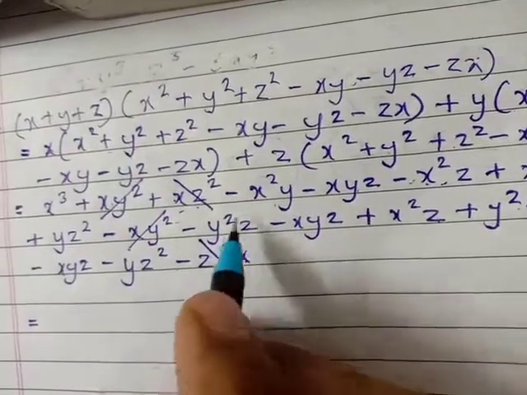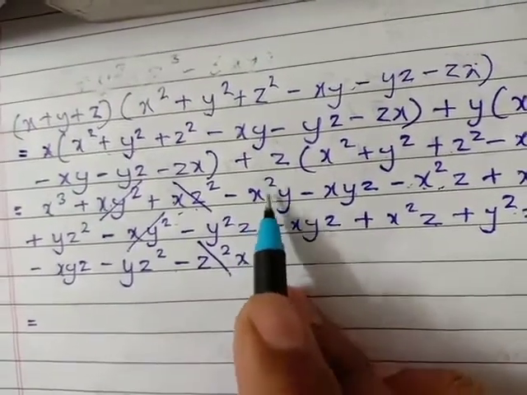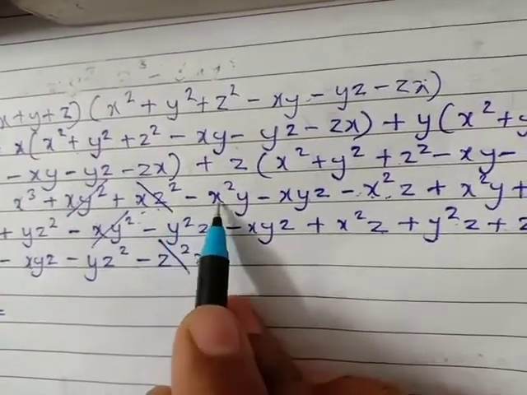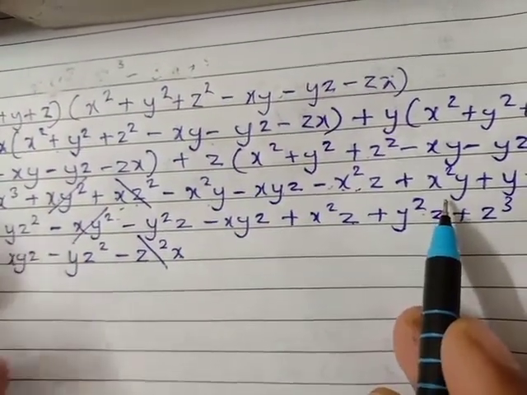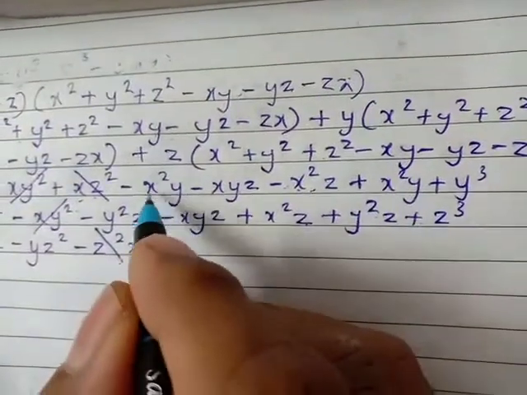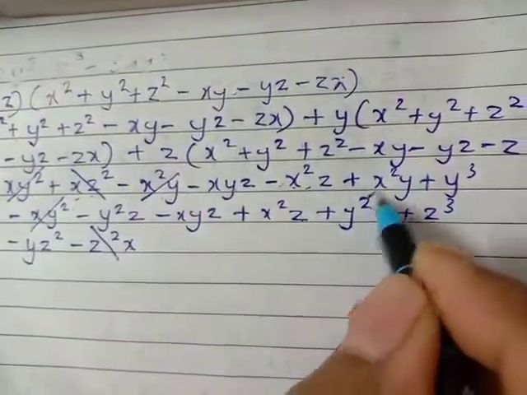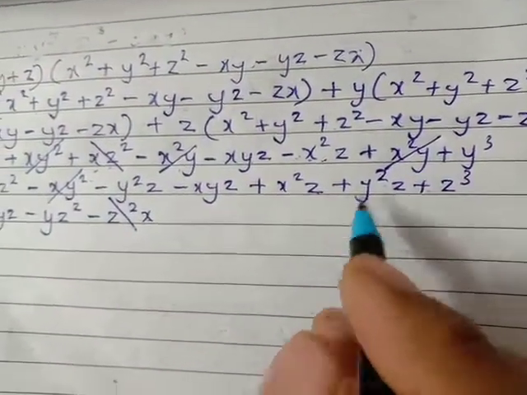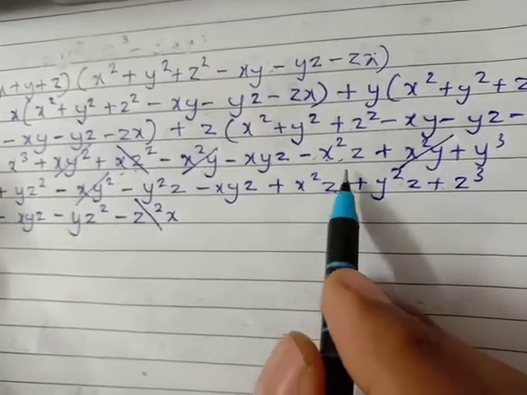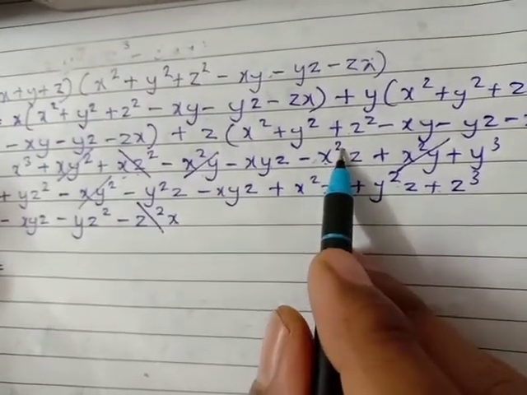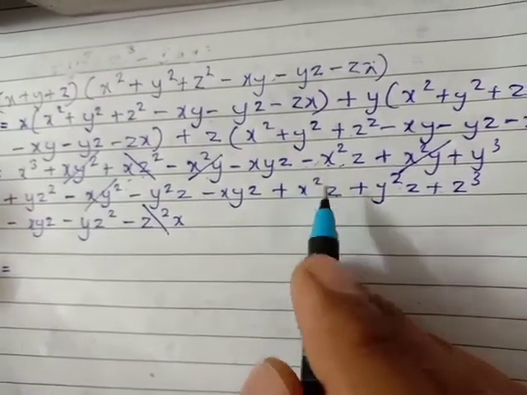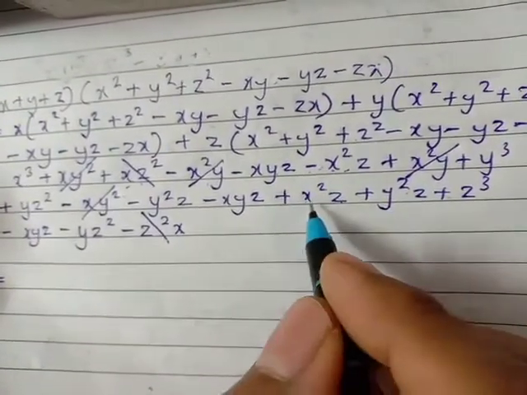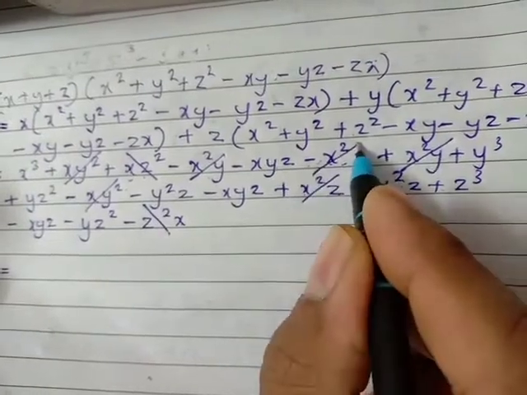Now the third one is x square y, this is minus, and this is x square y, this is plus, so this also get cut. Now the last one remaining is x square z, this is minus, and this is x square z plus, so this also get cut.